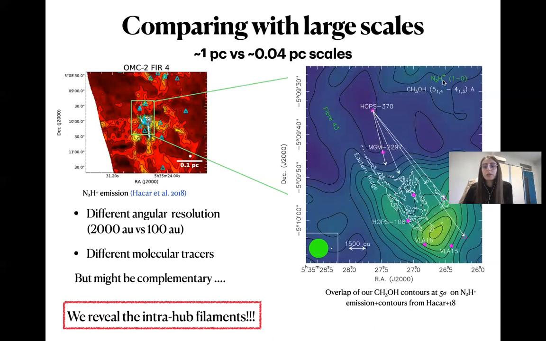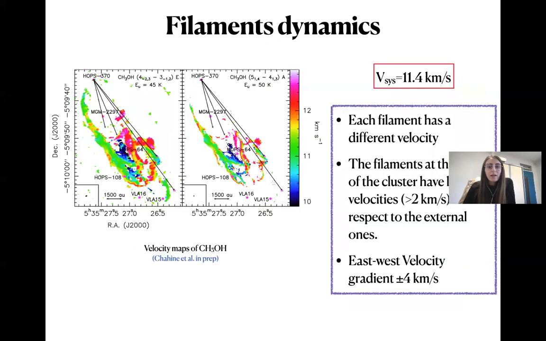Here I show the same map, but with methanol contours from our study, and it's also seen that we could reveal the intra-hub filaments. So it's like the N2H+ is tracing the skin, while methanol and CS are tracing the bones.